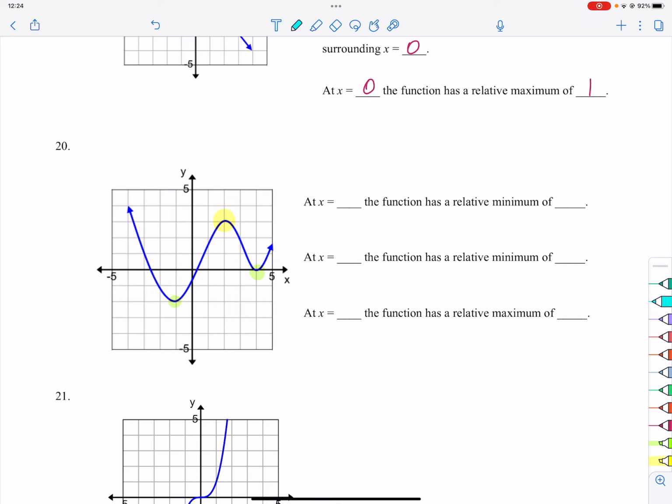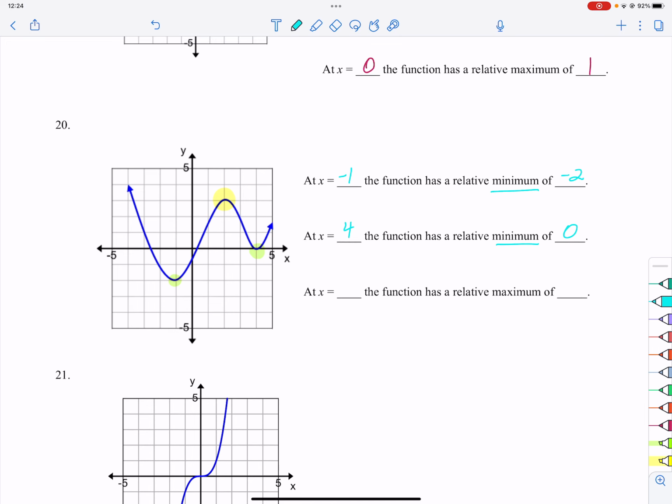So at x equal to -1, the function has a relative minimum of -2. At x equal to 4, the function has a relative minimum of 0. Now, at x equal to 2, the function has a relative maximum of 3.